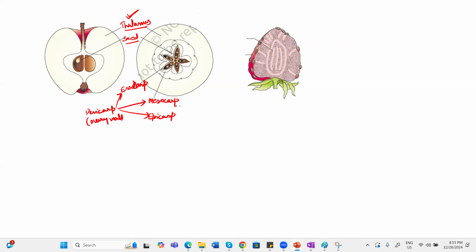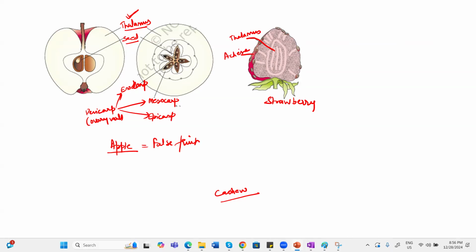So this is the example of the false fruit. This is an example of apple, false fruit. Not only apple, strawberry is also an example of false fruit. Clear? So examples of false fruit are apple, strawberry, and another example is cashew. So these are the three examples you have to learn. Now here, if you see, this is the center part. This is thalamus. And this is achene.